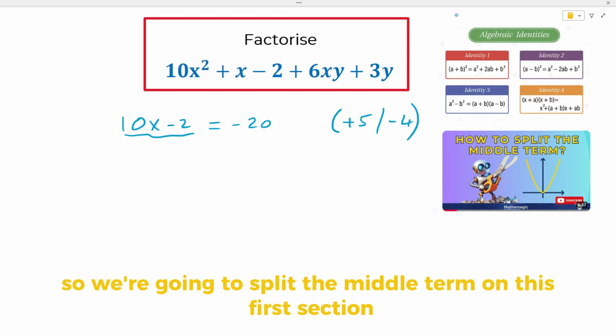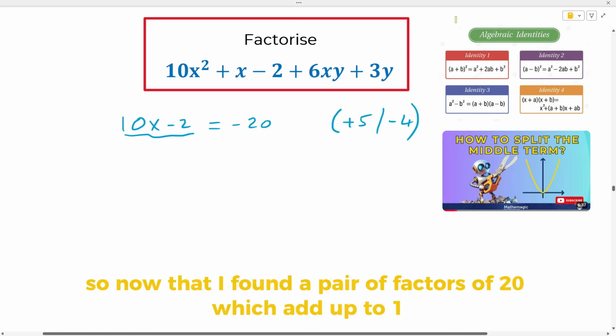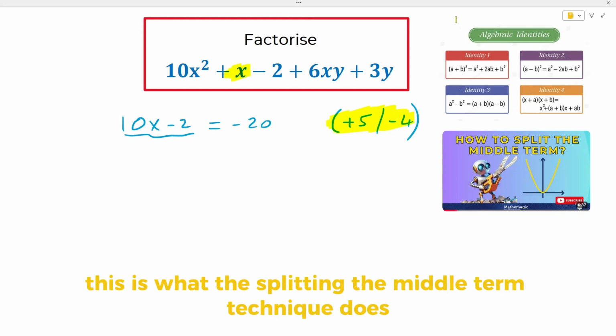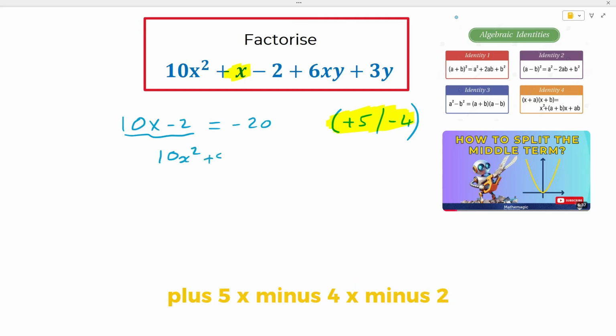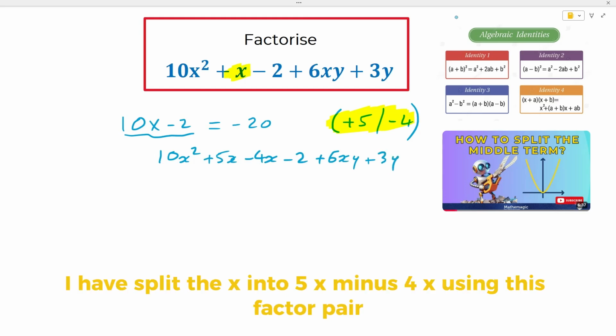So we're going to split the middle term on this first section, this first quadratic here. So now that I've found a pair of factors of 20 which add up to 1, I'm going to use these to split the x in the middle. This is what the splitting the middle term technique does, and it helps us to factorize. And so rewriting the expression as 10x squared plus 5x minus 4x minus 2 plus 6xy plus 3y, I have split the x into 5x minus 4x using this factor pair.